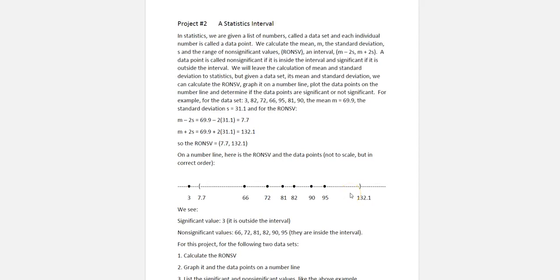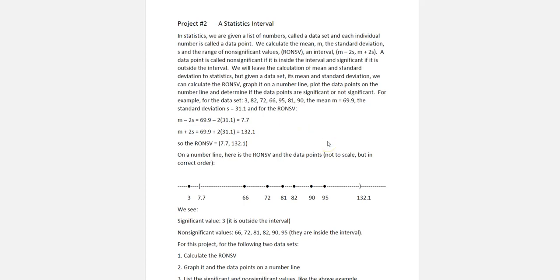I wanted to show in real time how to do project number 2, and I'm going to take the example that I showed in the beginning of this to show how to do this. So the project gives you a bunch of data points, the mean of the data set, the standard deviation of the data set, and first asks you to calculate what's called the range of non-significant values, which I'm calling RANSV. I show the calculation here, but I wanted to show it in real time.